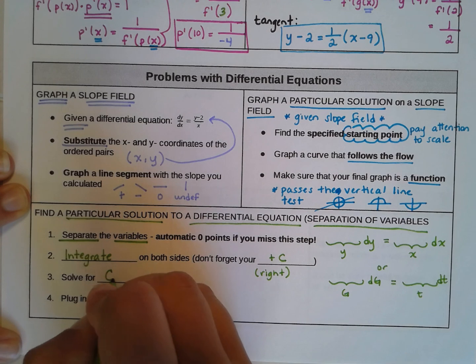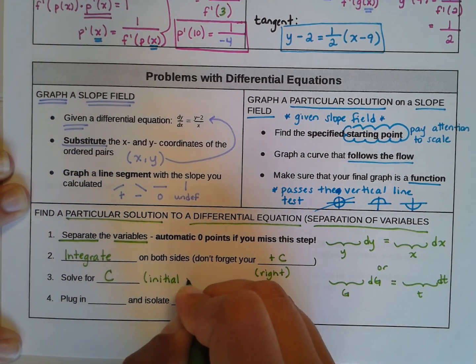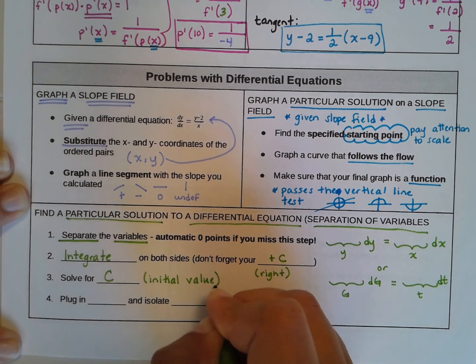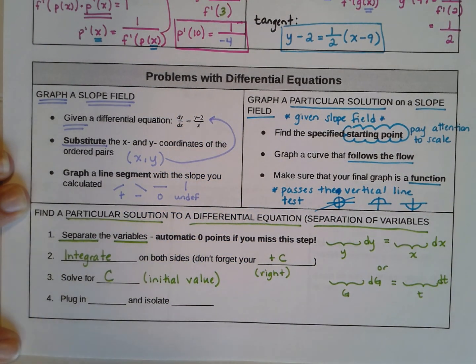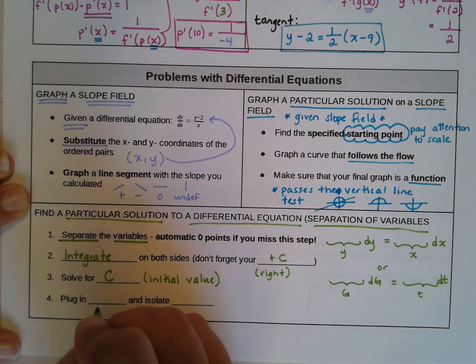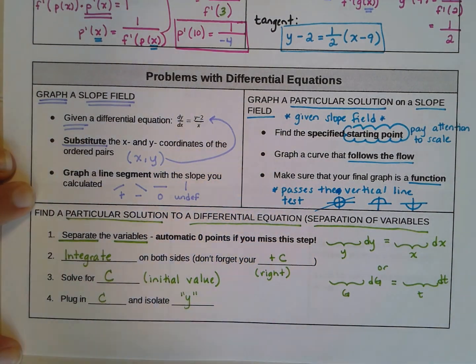Then you're going to solve for c using the initial value. The initial value is often given in the directions to the problem. So please make sure you're reading carefully. That's kind of a common theme throughout our review. You got to read carefully. Finally, you're going to plug in your c to your equation and isolate your y, or whatever the dependent variable would be. In this case, that would be g.